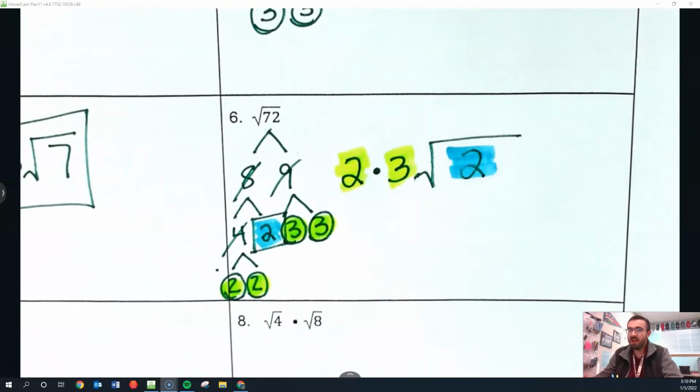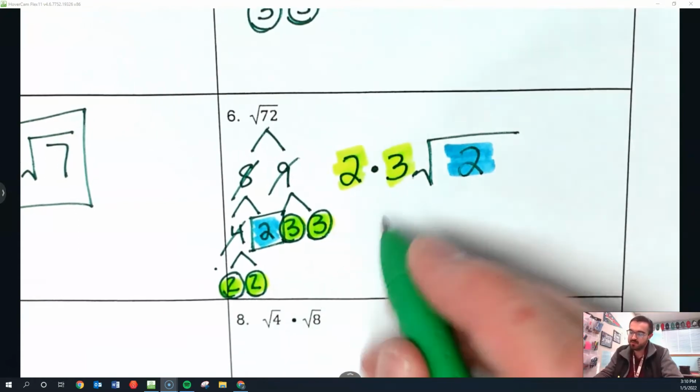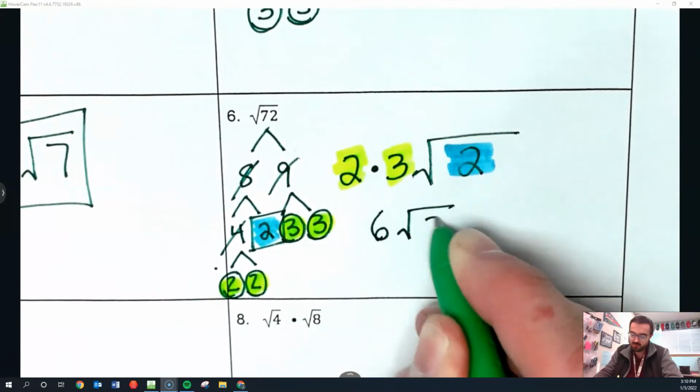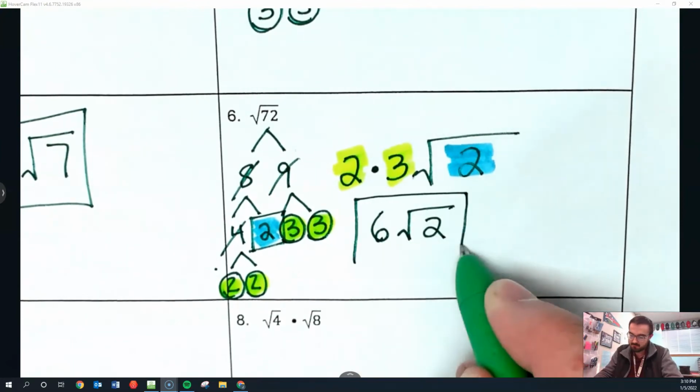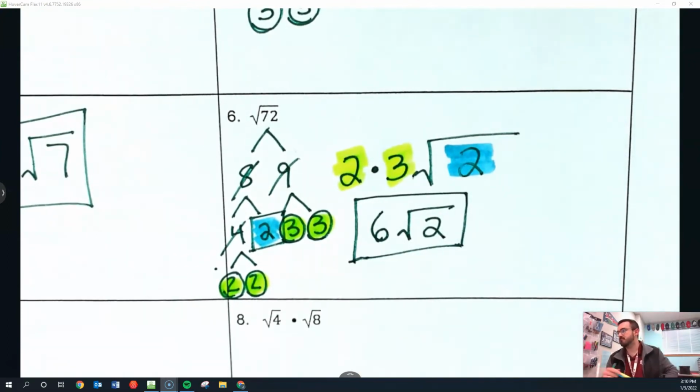Okay, we're not done. This is still kind of messy. We need to do 2 times 3, which would give us 6 root 2. Okay, looks good. What about number 7?